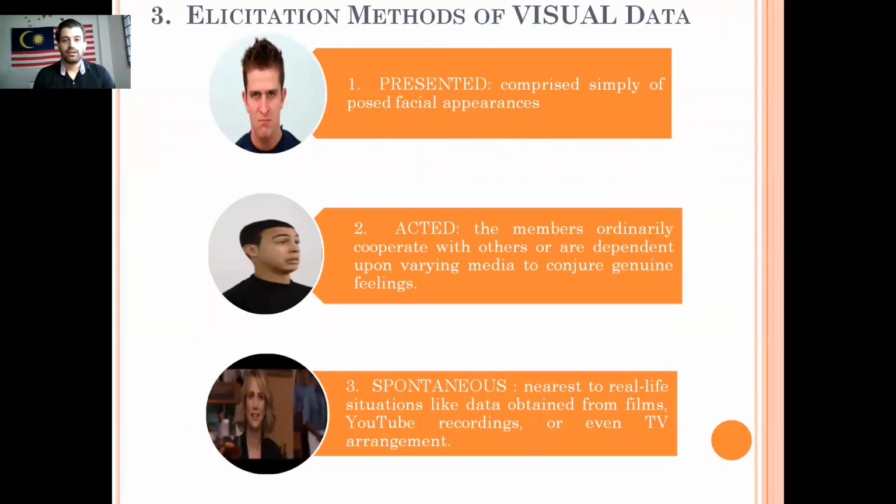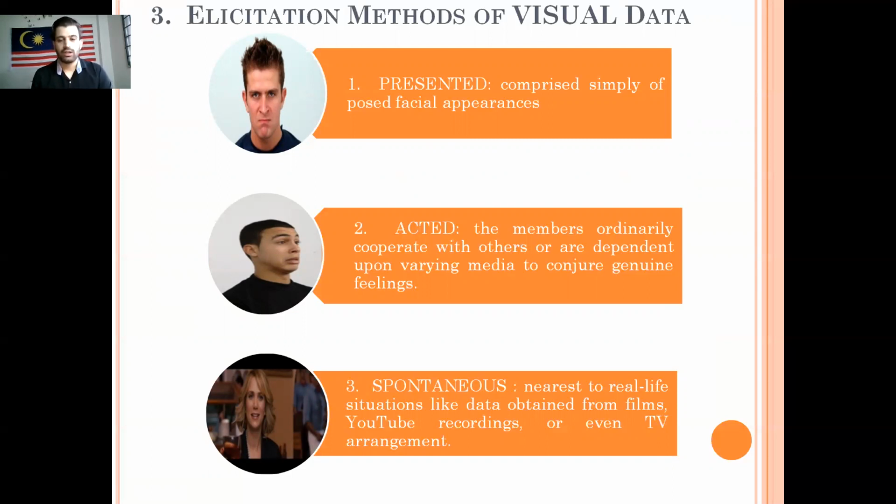So, what are the data gathering methods for visual data? For the visual data, if you find any of the databases, that might fall in these three categories. First one is the presented. In the presented one, we have just a subject who is posing his emotions in front of a camera. For example, I am a subject, I am posing my emotions in front of a camera, and the camera is recording those emotions. Number two, we have acted.